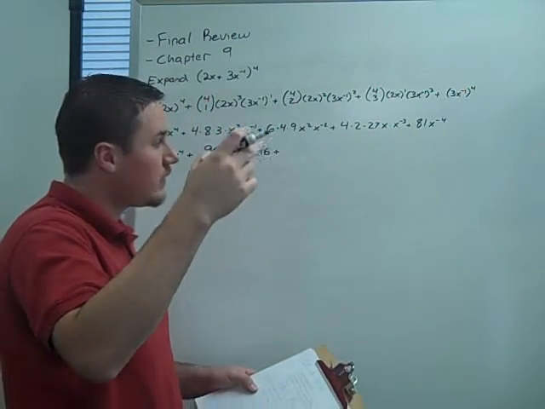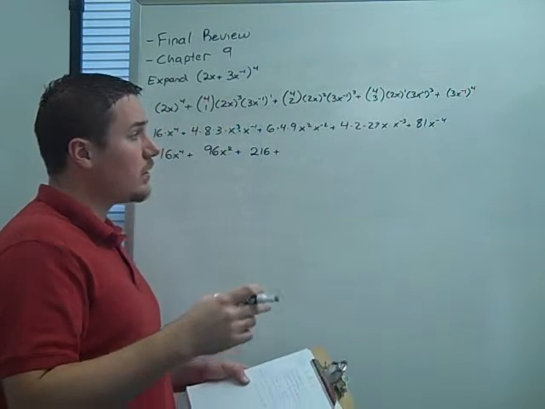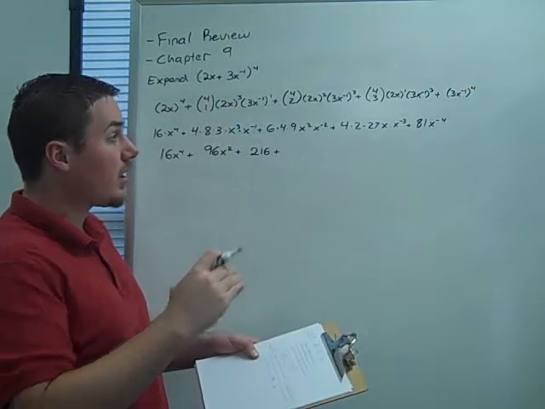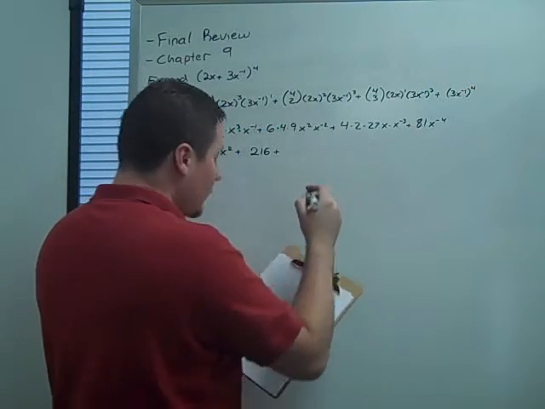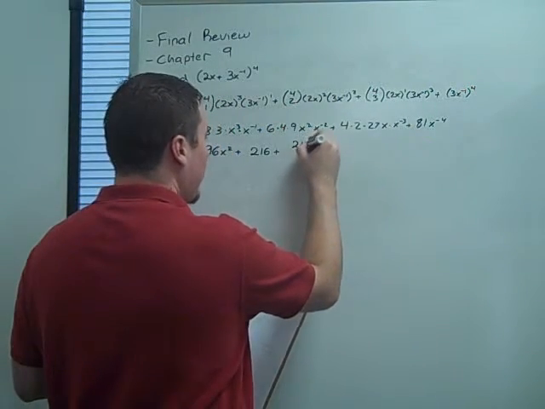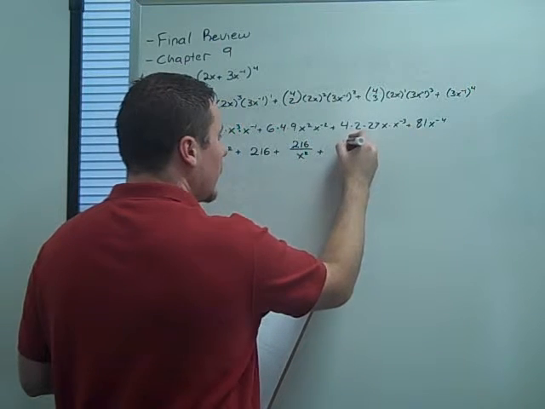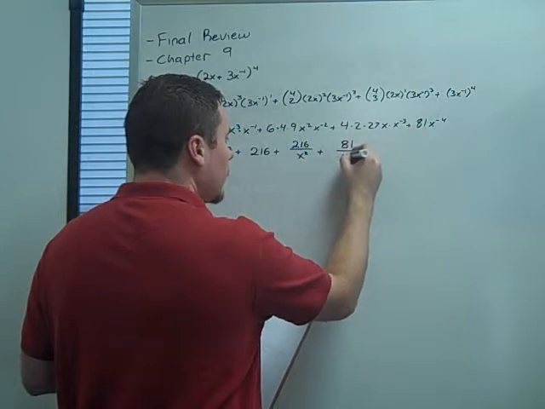Add 1 and negative 3, you get negative 2. Negative 2 in an exponent means it's across the fraction bar and it's squared. So this is going to be 216 over x squared. And then finally, 81 over x to the fourth.